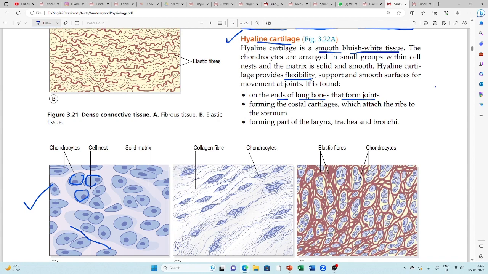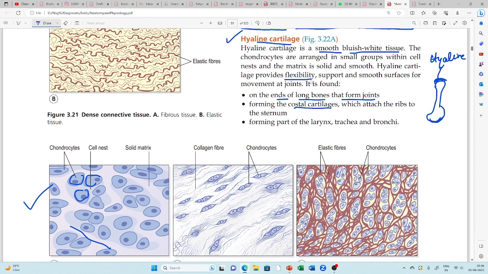For example, I will draw here. Suppose this is a bone; at the tip of both ends of the bone you see cartilage, and that one is hyaline cartilage. This is the main location of hyaline cartilage. Where can we see hyaline cartilage? The first is on the ends of long bones that form joints. Moreover, costal cartilage, costal meaning our ribs, the rib cartilage.